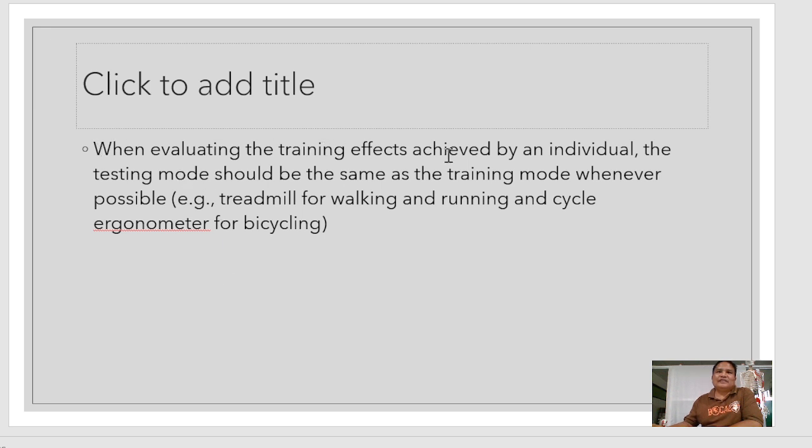So when evaluating the training effects achieved by an individual, the testing mode should be the same as the training mode whenever possible. So dapat pareha siya sa ihang training mode o ang testing mode. So let's say for example, kung bike ang ihang activity, so unsa man imong ipa-test? Stationary bike pod, no? Ipa-treadmill, ipa-ergometer, di ba?